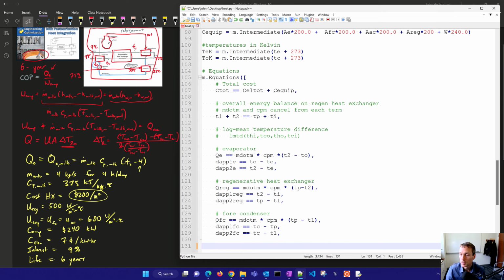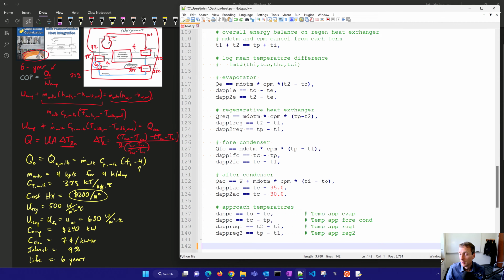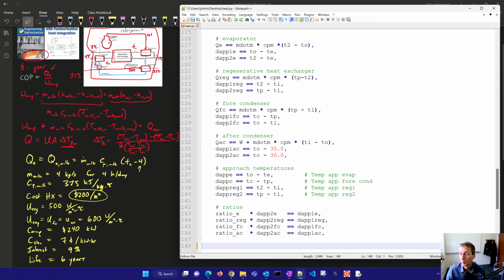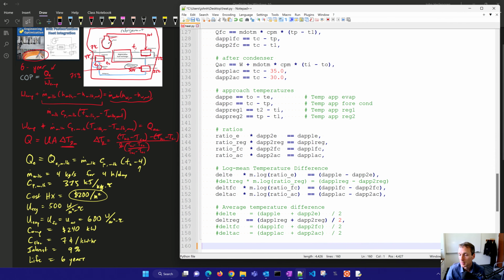Producing some equations for each of those. So you can see each of these are coming into this equation section function right here. So for each of my, then I have approach temperatures as well as ratios. And then I'm going to put in the log mean temperature difference. Now for this one, instead of using log mean temperature difference, I'm just going to use the delta T for it. And you could also uncomment that and then comment that one to use one or the other. So these are just average temperature differences versus a log mean temperature difference.